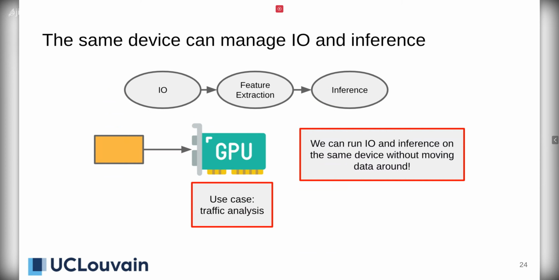Another reason why you would use a GPU: imagine that you want to do some traffic analysis, and you want to infer some metric about your traffic. You want to infer video streaming quality, or maybe you want to infer which application is running on top of an encrypted TLS session. So in this case, you want to do inference. If you use a GPU for I/O as well, you can collocate both I/O and the application itself. You can have the I/O, extract the features, and run your model all on the same device. So you don't need to move data around to do your processing. This is much more efficient.